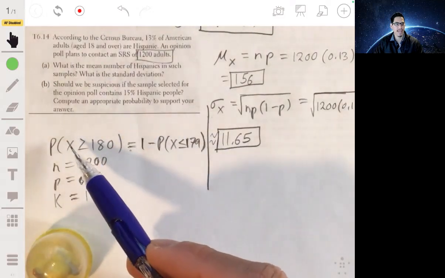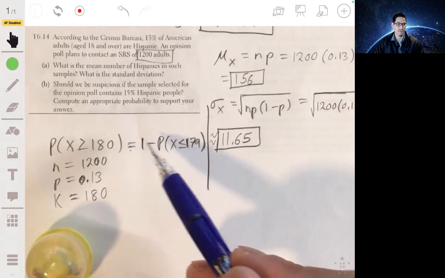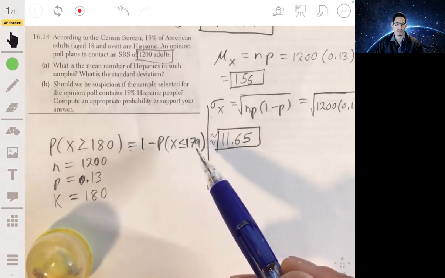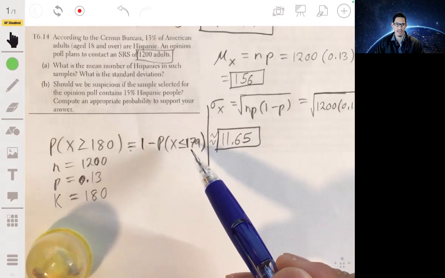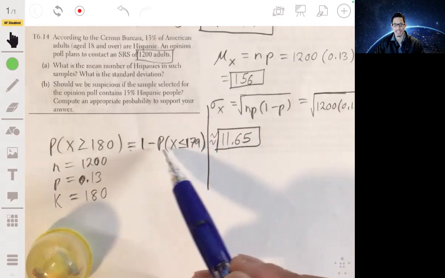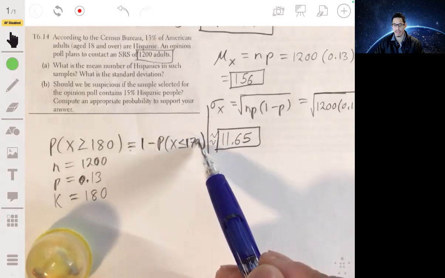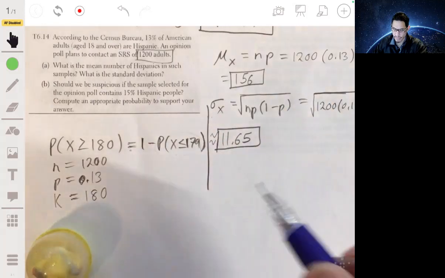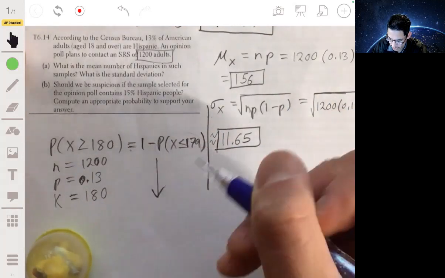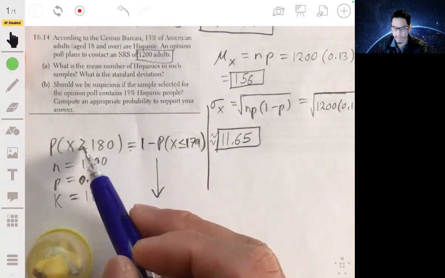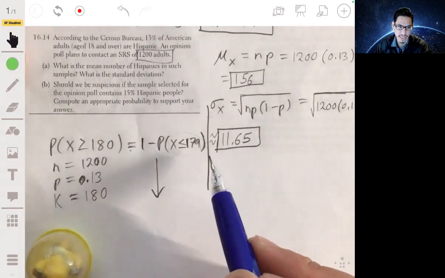Because the probability that x is greater than or equal to 180 is equal to 1 minus the probability that x is less than or equal to 179. So what we're going to do is find this calculation in our calculator, and then we can get our answer. Now, the reason, again, for that is because your calculator can't do greater than or equal to, you can only do less than or equal to.